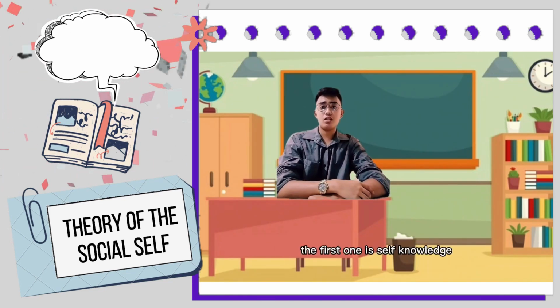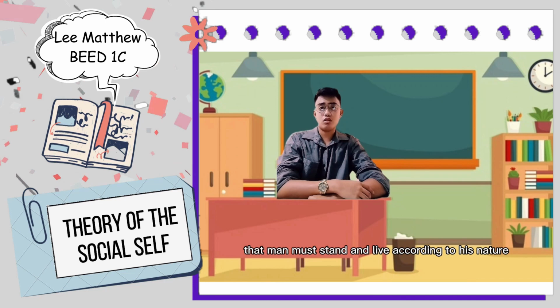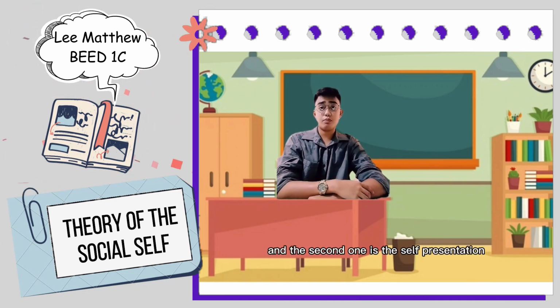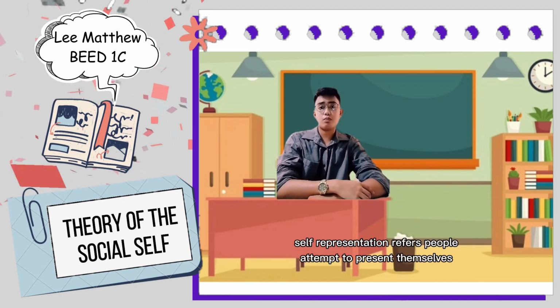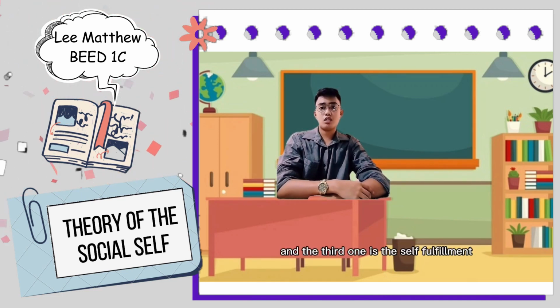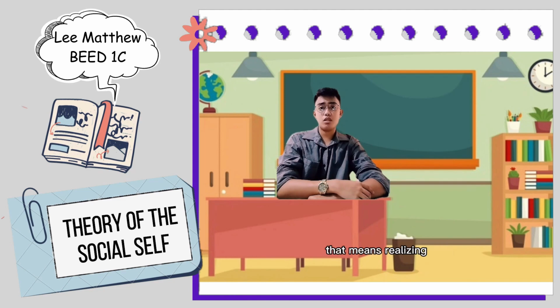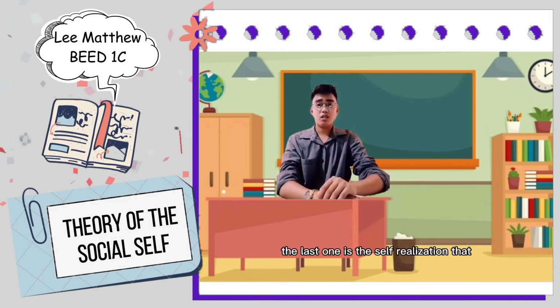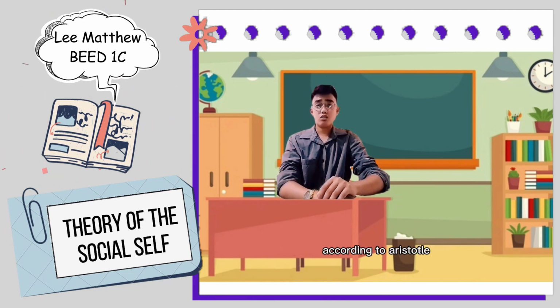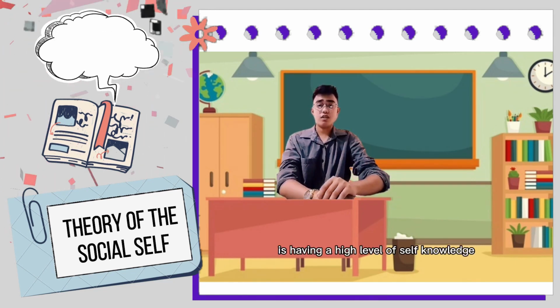The first one is self-knowledge, which indicates that man must stand and live according to his nature. The second one is self-presentation. According to Irving Goffman, self-presentation refers to how people attempt to present themselves. The third one is self-fulfillment. According to Abraham Maslow, that means realizing one's deepest desires and capacities. The last one is self-realization, which according to Aristotle is having a high level of self-knowledge.